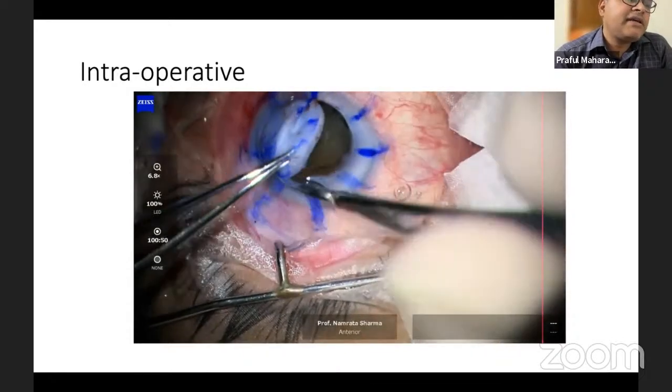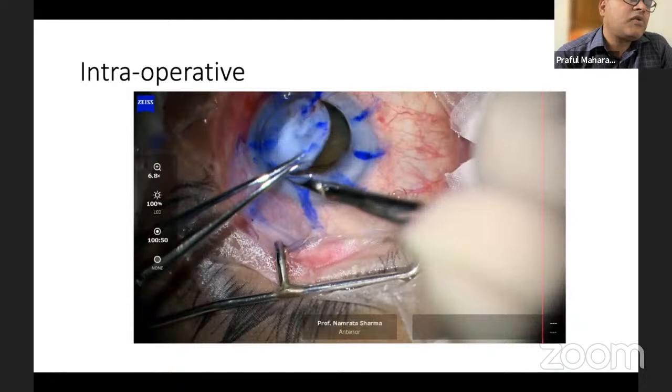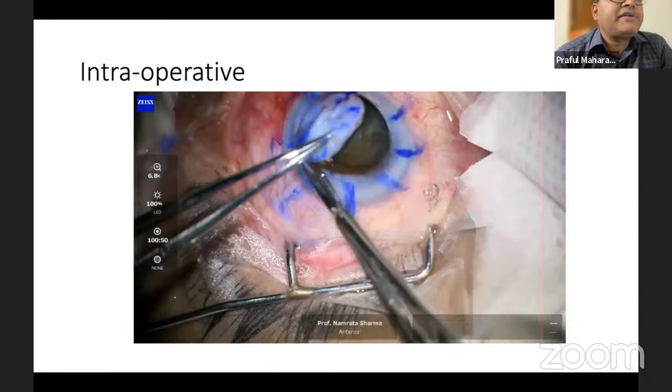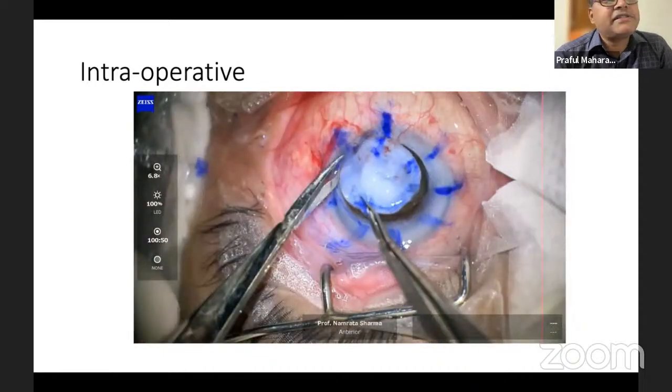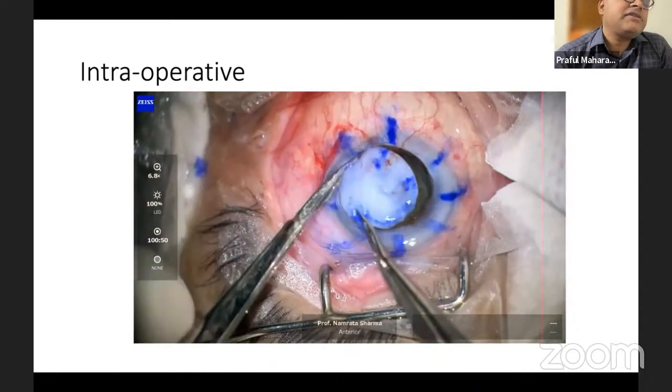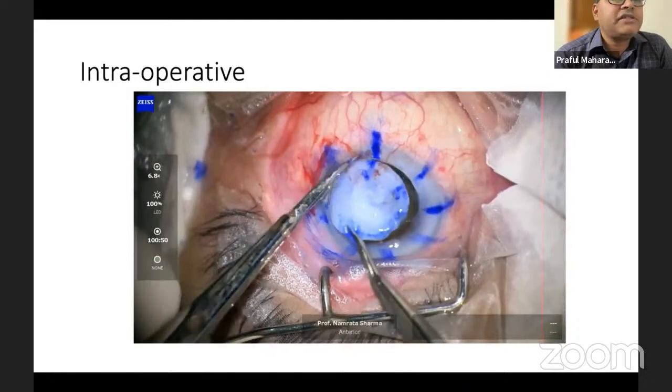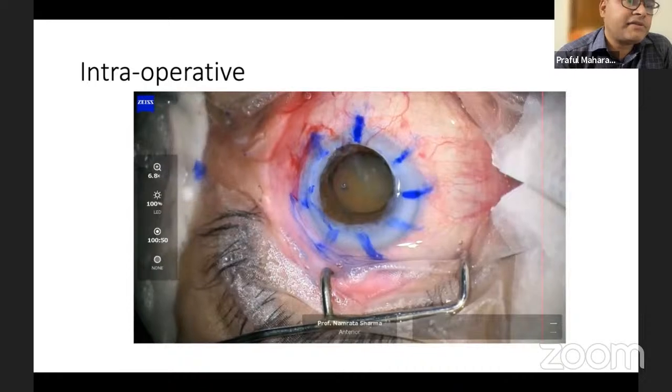But this, I have slowed down a little bit so that you will understand. But this has to be fast. You cannot waste so much time on this dissection. Okay, if you are not sure about the diagnosis of your keratitis or corneal opacity, you can send this button for histopathology.